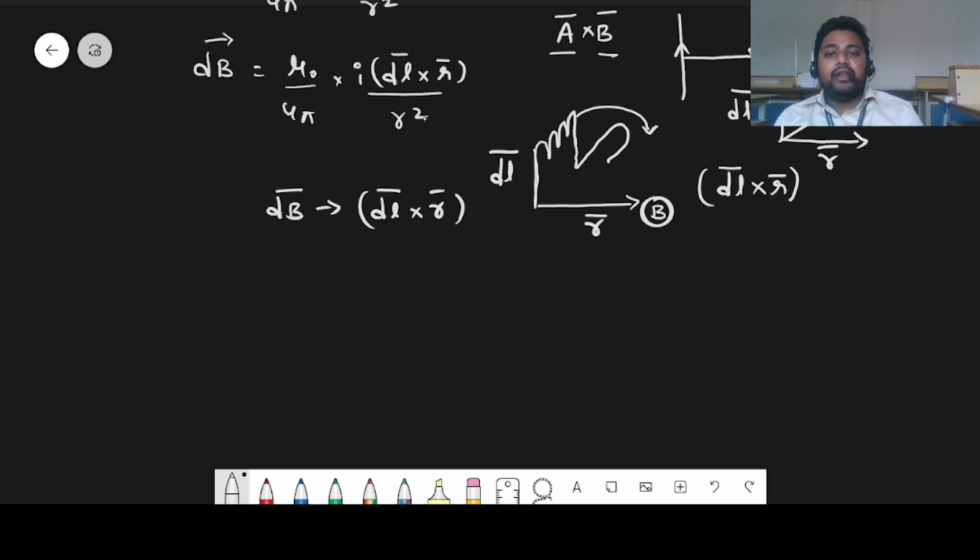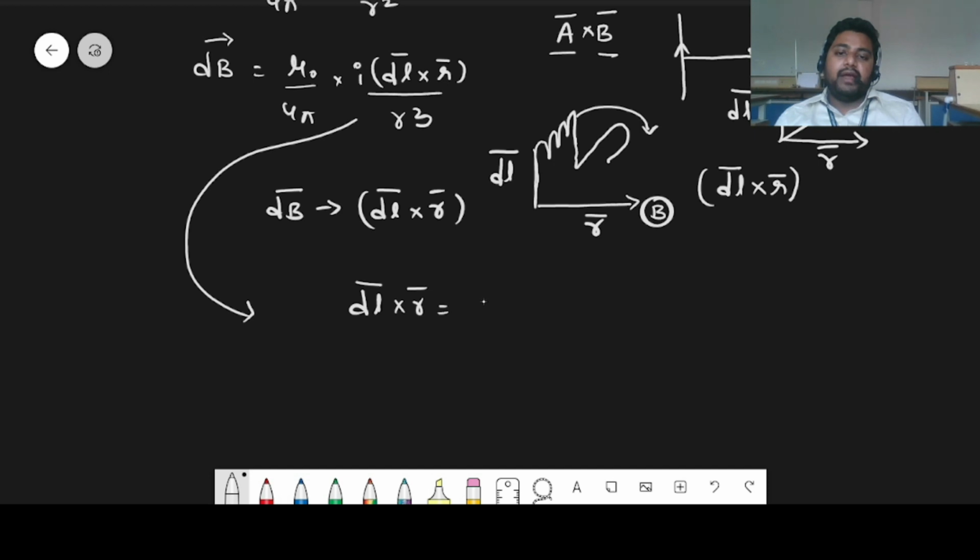Okay, divided by r cube, it will change, without changing the equation here. If you substitute dl cross r bar as dl into r into sin theta, since I have divided by r already, this r will get cancelled. So your final formula will again remain the same, dl sin theta divided by r square. So that's what you have to understand.